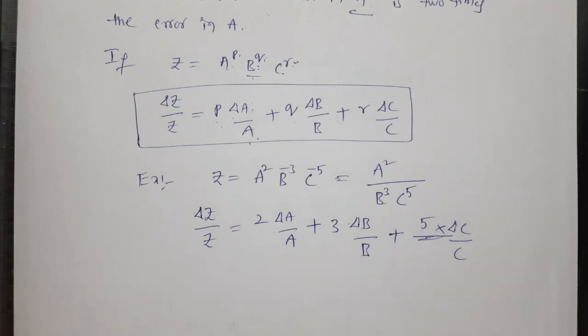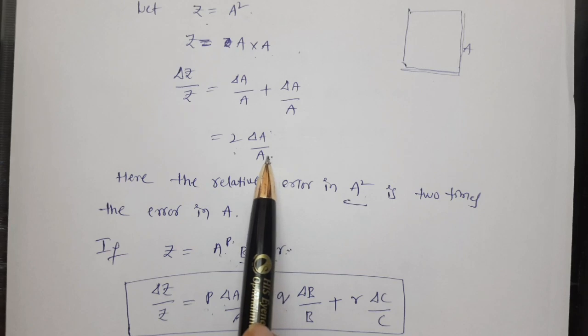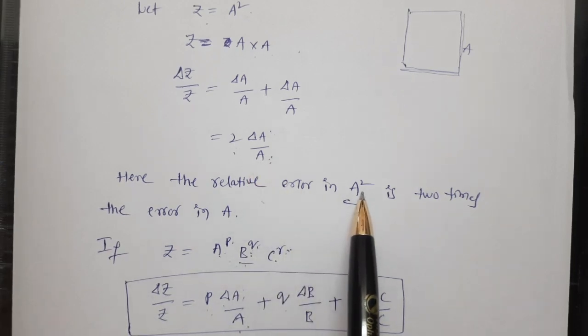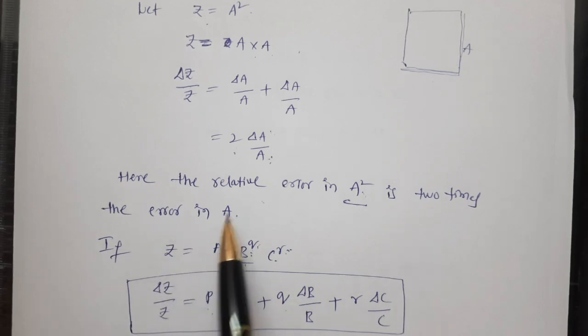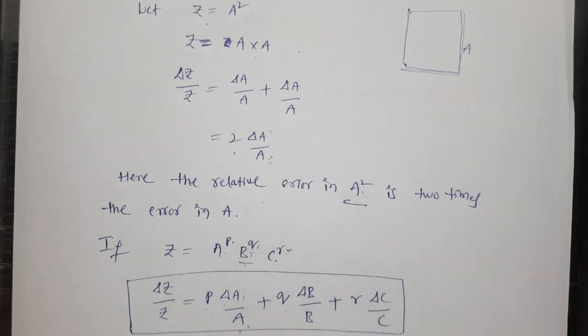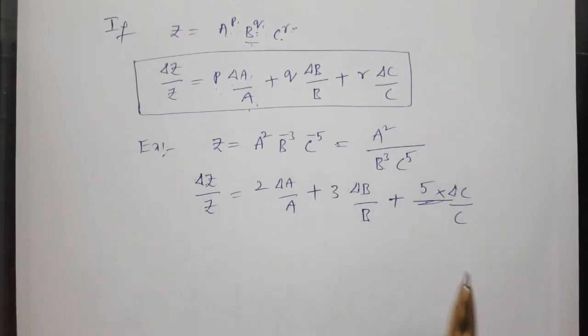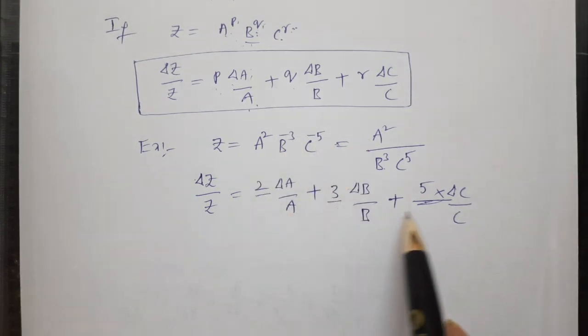We have made a rule for division and multiplication. The relative error in the final result is the sum of the relative errors in the individual quantities. And here we are seeing what happens when a power is raised. When the power is 2, the relative error in a square is 2 times the error in a. If it is 3, it will be 3 times. If it is 4, then the relative error will be 4 times, and so on. So that's what we are writing. Whether the powers are negative or positive, whenever you write here, they must be positive only.